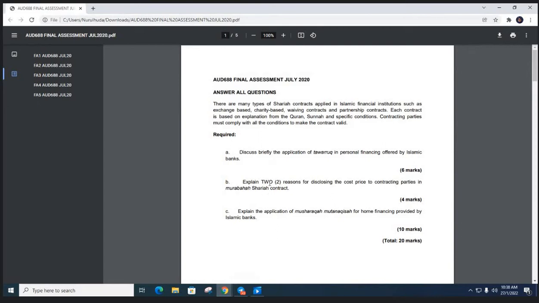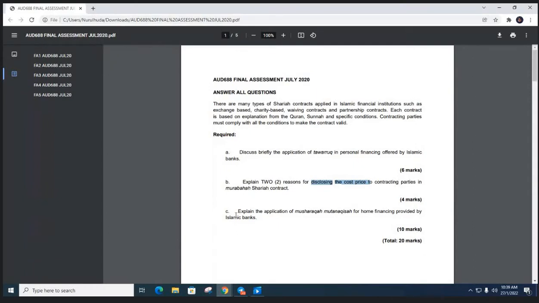And then B, explain two reasons for disclosing cost price to contracting party in murabahah syariah contract. Apa reason untuk disclose cost price to contracting party? It is the condition for murabahah. Kalau murabahah mesti kena disclose cost price. And then to avoid misunderstanding between the contracting party, and then so that the contracting party can have an information on how much is the cost and profit set by the seller.